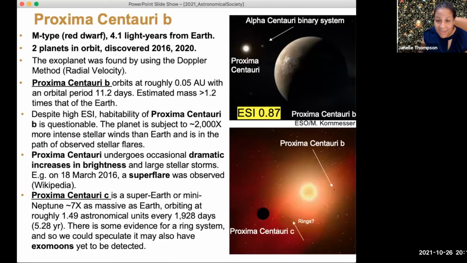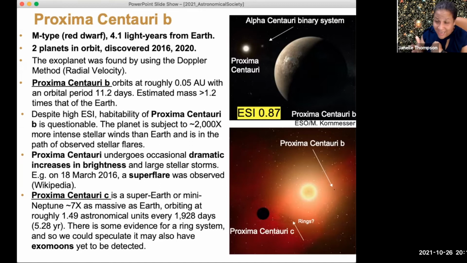And then our friendly neighborhood exoplanet, Proxima Centauri b. Again, it orbits another M-type red dwarf star, very, very close to home. There are actually two planets that have been discovered in its orbit. Proxima Centauri b orbits very close, at 0.05 AU. 1 AU is the distance between the sun and the Earth, so 0.05 AU means it's 1/20th of the distance between our sun and the Earth. So it's very, very close in to its star.